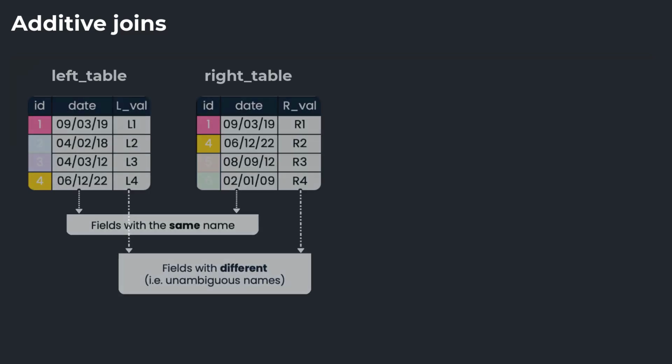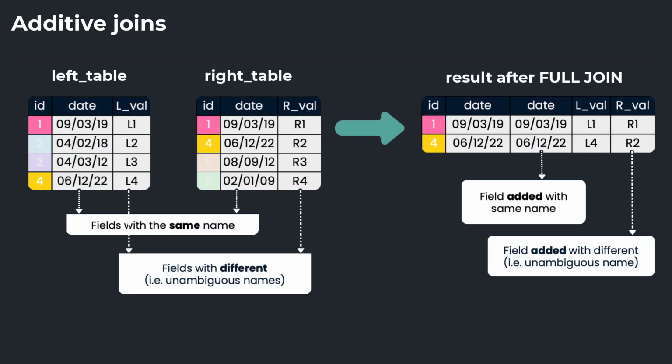Fields with different names are added to the results set with their original names. Fields with the same name, such as date, are added to the results set too. But notice how we now have duplicate date columns with the same name. This can be changed, however, with aliasing.